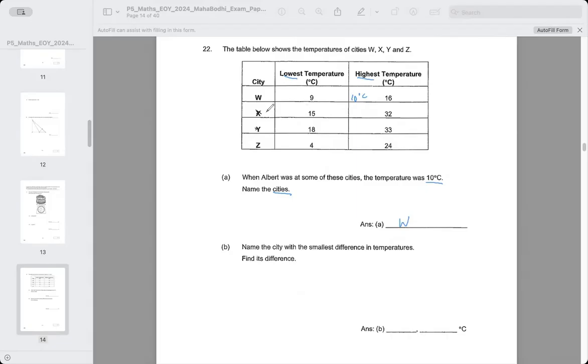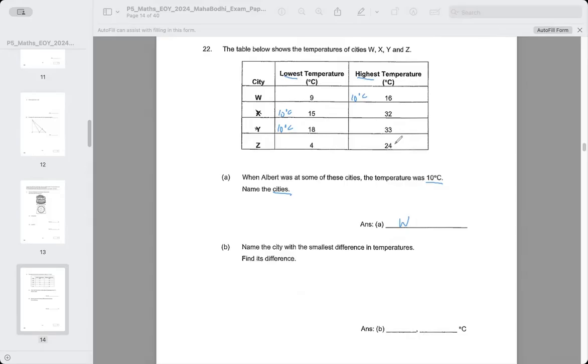And then for city X, the lowest is 15. The highest is 32. 10 degrees Celsius is lower than 15 degrees Celsius. So X is not the answer. Then I look at city Y. The lowest temperature is 18 degrees Celsius. The highest temperature is 33 degrees Celsius. 10 degrees Celsius is below the lowest temperature, so also not in city Y. Then let's look at city Z. The lowest temperature is 4 degrees Celsius.